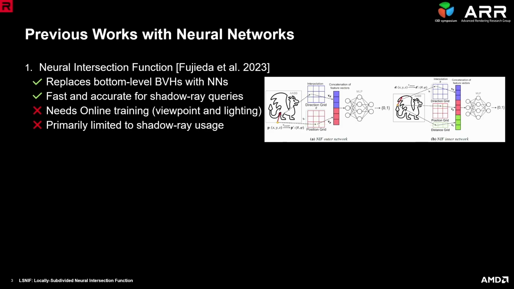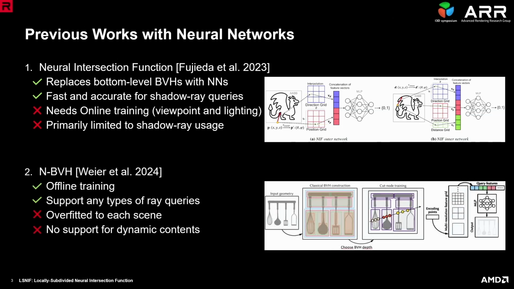However, NIF requires online training of these neural models depending on the current viewpoint and the lighting. So it cannot deal with dynamic content like a moving camera and changing light conditions. Also, while it can be applied to query other geometric properties such as normal and depth, the visual artifacts are too large to be practical. So NIF only supports shadow ray queries in practice.